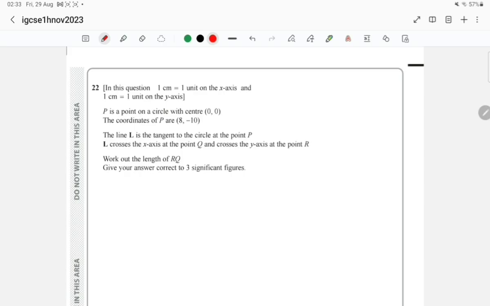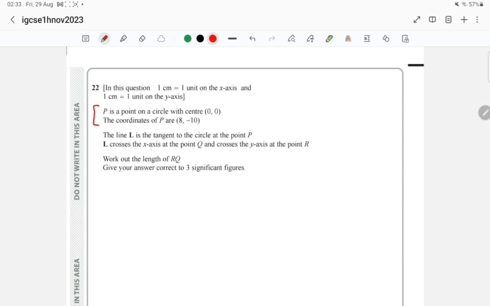In this question, 1 centimeter is 1 unit on the x-axis and 1 centimeter is 1 unit on the y-axis. Now, P is a point on a circle with center 0, 0. The coordinates of P are 8 and minus 10. Okay, so 8 and minus 10 is a point on a circle with center 0, 0.